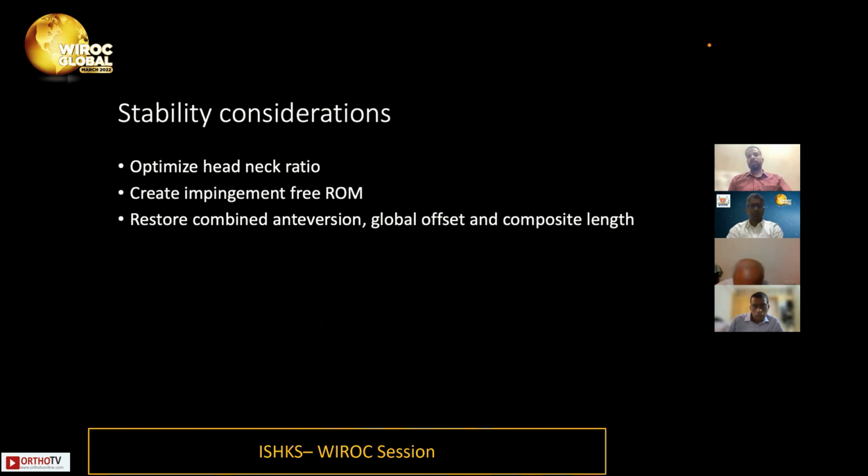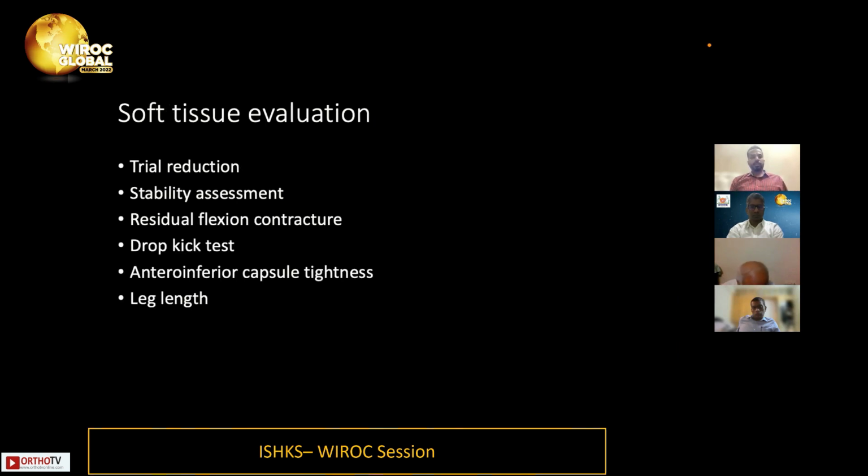So this is important. We must look at the combined anteversion as a parameter, try and restore it to 35 degrees in men and roughly 40 to 45 degrees in women. And once we do that, typically the hip will be stable. We must try and optimize the head-neck ratio, create impingement-free range of motion by removing the anterior osteophytes and restore the previously mentioned parameters.